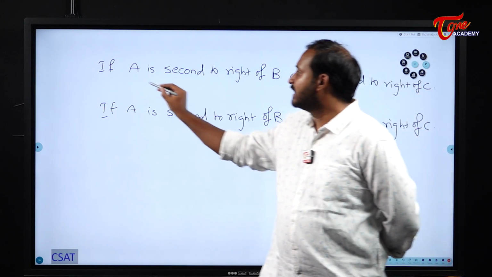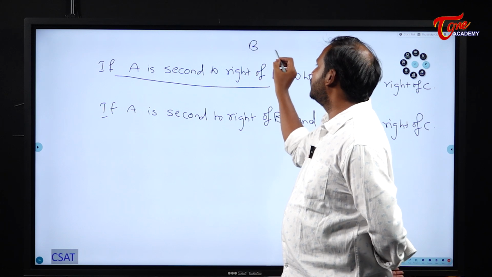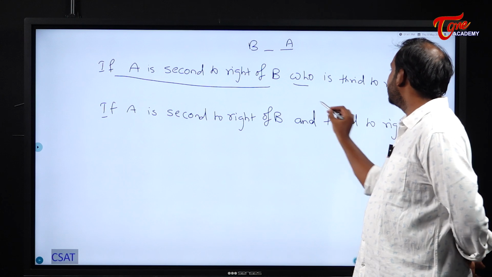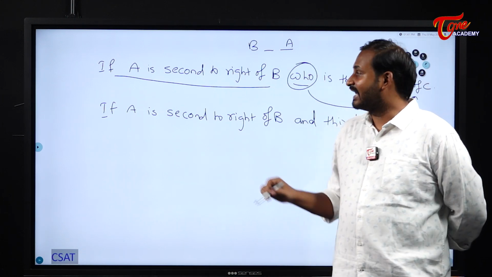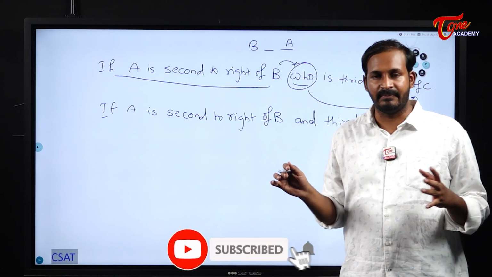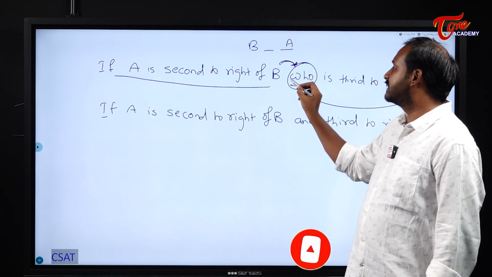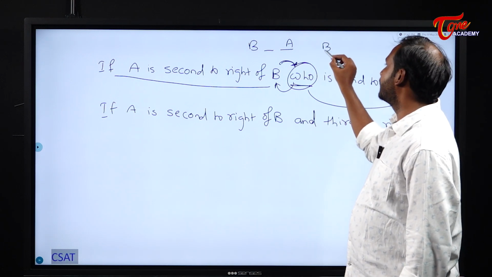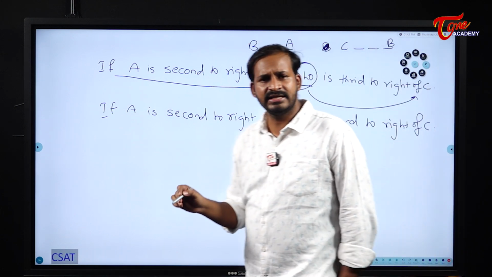See here, A is second to right of B. We all know, B is here, and to its second I have A. Next, the words: who is third to right of C. Now tell me, who is "who" in this case? That is nothing but B. This is a preposition. Whenever the sentence is joined with a preposition, that will be related to the second person. So here "who" means B. That means B is third to right of C. If I have C here, 1, 2, 3, I will have B here. That is the meaning of that one.